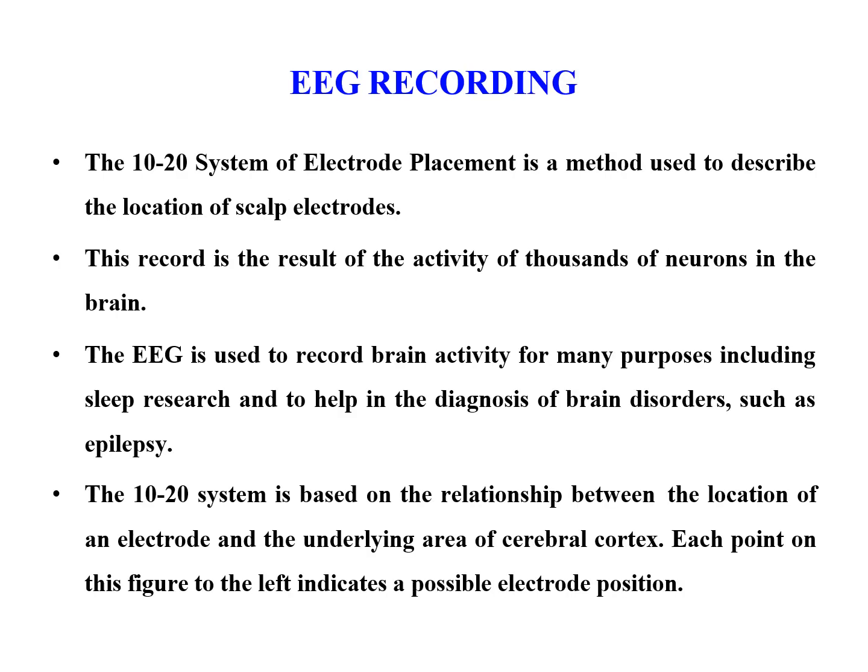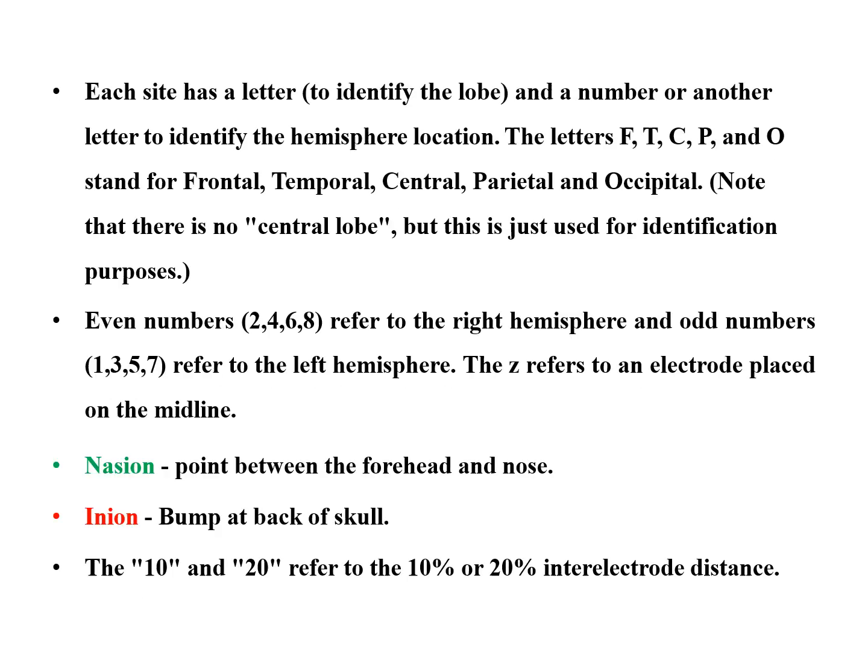The electrodes used are the 10 to 20 system electrodes. Placement is a method used to describe the location of the scalp electrodes. The record is the result of the activity of thousands of neurons in the brain. The 10 to 20 system diagram is shown in the figure. Four lobes are used in the placement of electrodes on the scalp.